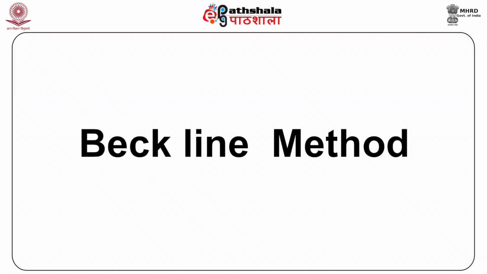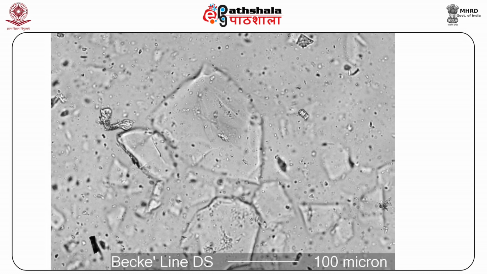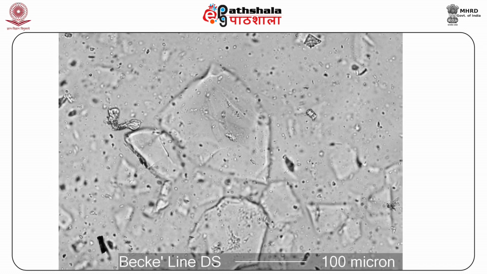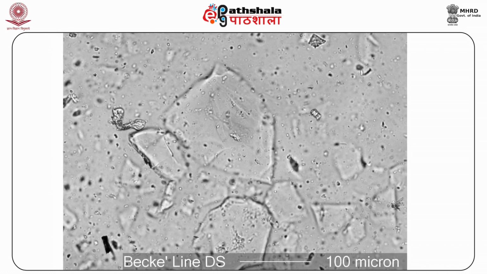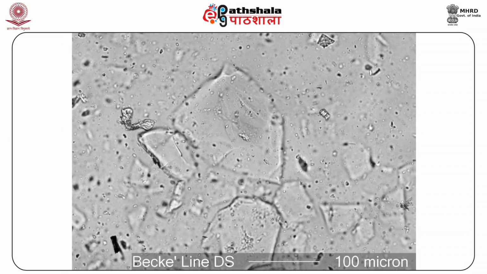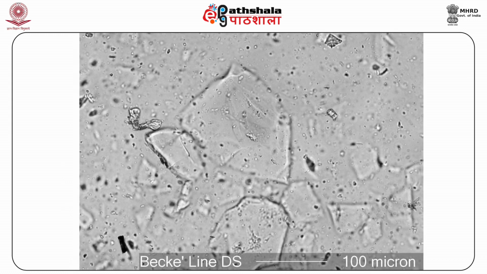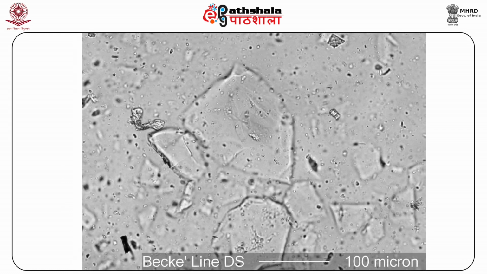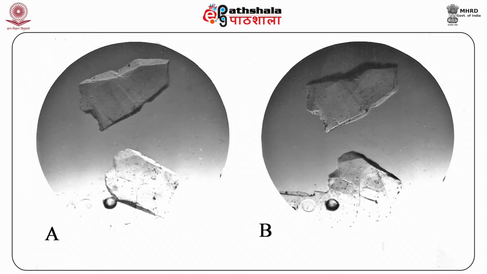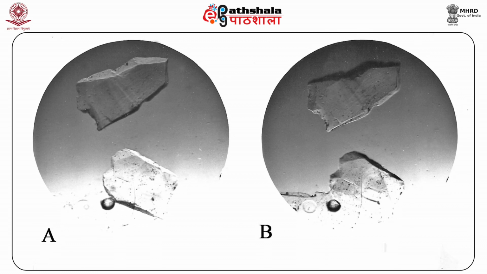Beck-line method. This is a method to determine the refractive index of a transparent particle relative to its surrounding medium. Its advantage is that it not only indicates the difference between the refractive index and the liquid, but it also indicates which possesses the higher value. Here, the index of refraction is compared to that of an immersion liquid using a microscope.